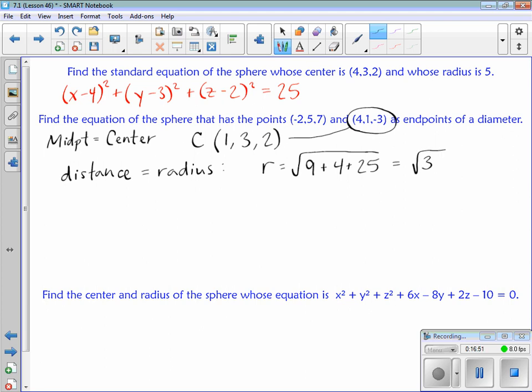Don't try to clean this up. Sometimes you'd be like, oh, I'm going to try to make this a simplified radical. What are you going to do when you write the equation? You're going to square it, so it's just going to be 38. Otherwise you're kind of making more work for yourself.